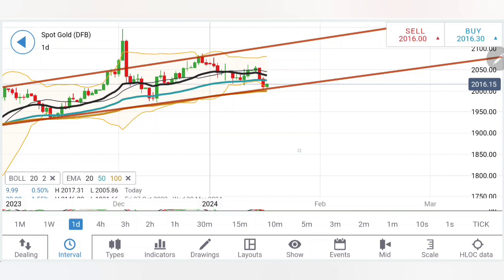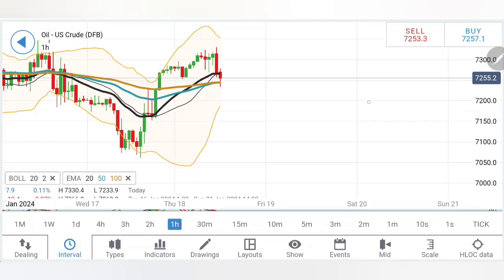Now let's have a look at crude oil. See, crude oil on the daily charts, after staying bearish, formed a stronger support here, has retraced, and in fact it has achieved 73.2 as well.